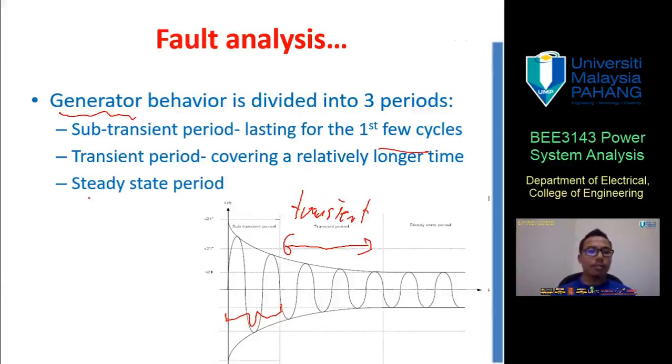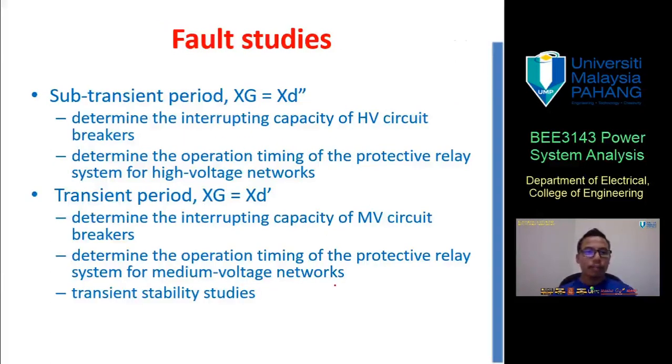And finally, we go to the steady state period. So this is the steady state period. All right. So the subtransient period determines the interrupting capacity of HV circuit breakers and the operation timing of the protective relay. And then the transient period is the stable state one, which determines the interrupting capacity of MV. MV is medium voltage. This one is high voltage.